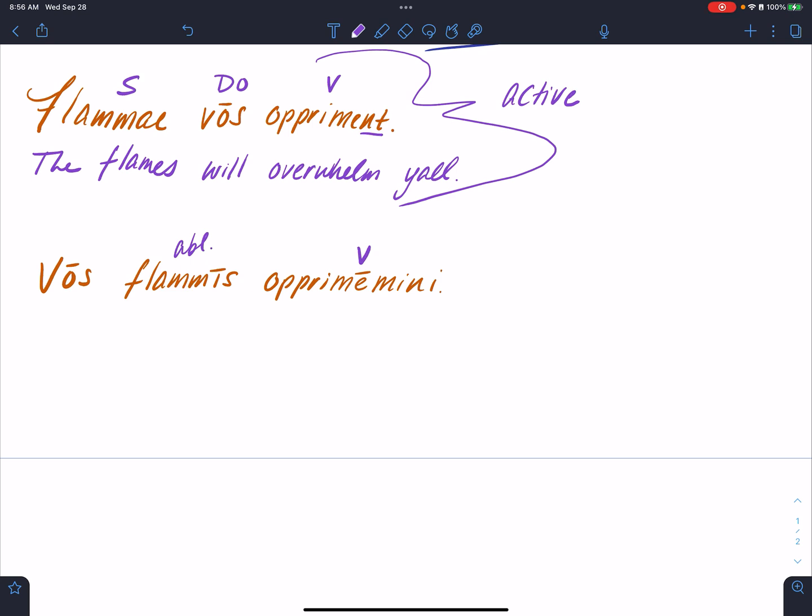Okay, vos, I guess I'll just feed that to you, is our subject. So let's translate this. Vos, y'all, opprimemini. Now how are we gonna change will overwhelm to make it passive? How do I make that passive in English? Will overwhelm becomes, yeah, will be overwhelmed.